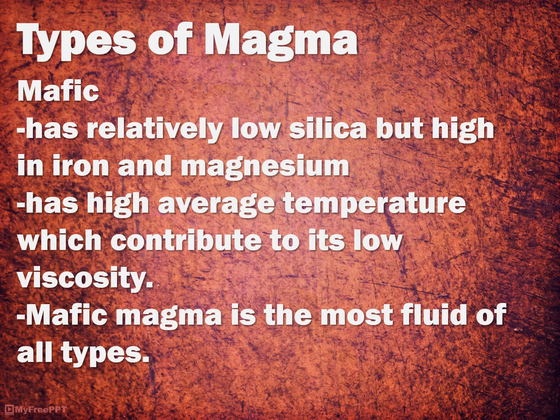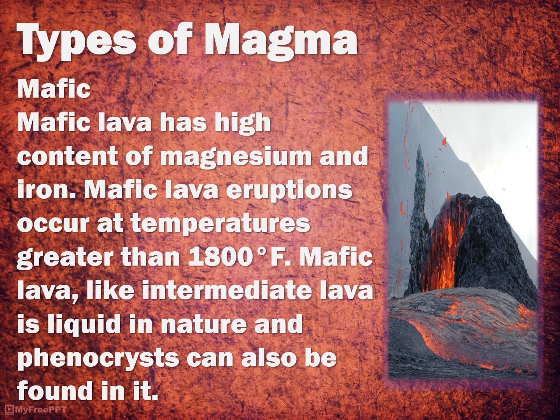Okay? Let's now talk about our mafic type of lava. It has a relatively low silica but high in iron and magnesium. So our mafic ay mas kaunti ang laman nitong silica, our silicon and oxygen, but has a higher content of iron and magnesium. It has a high average temperature which contributes to its low viscosity, and mafic magma is the most fluid of all types. Okay? Mafic lava has a high content of magnesium and iron.